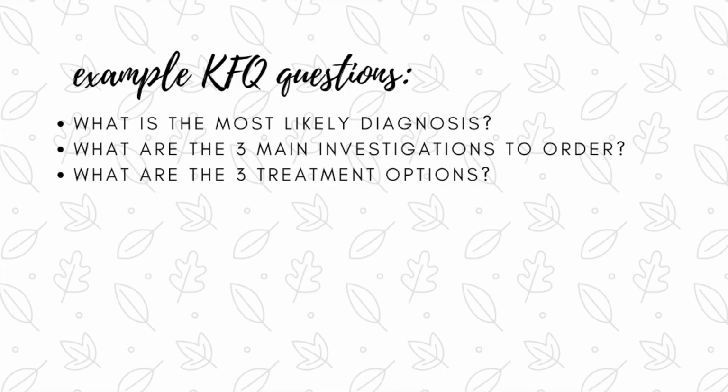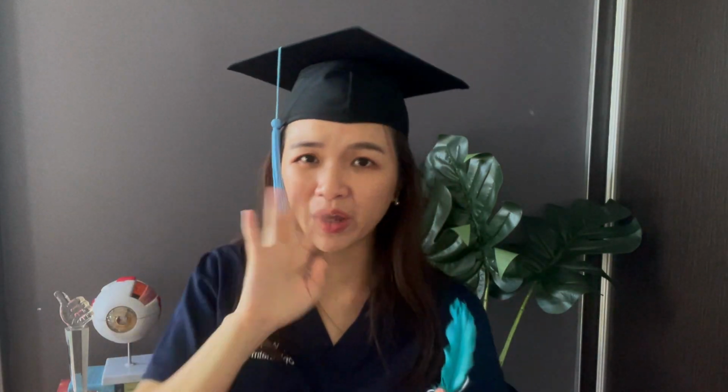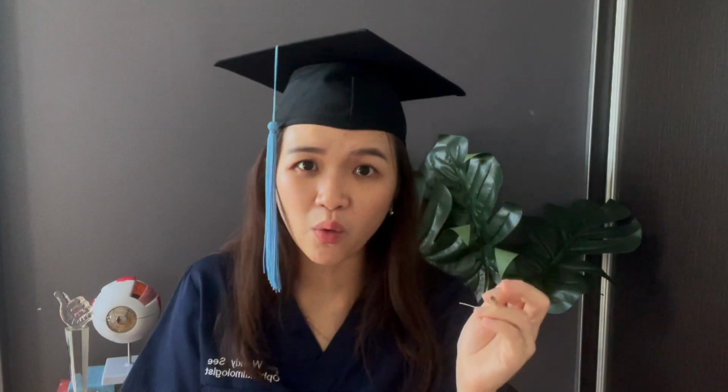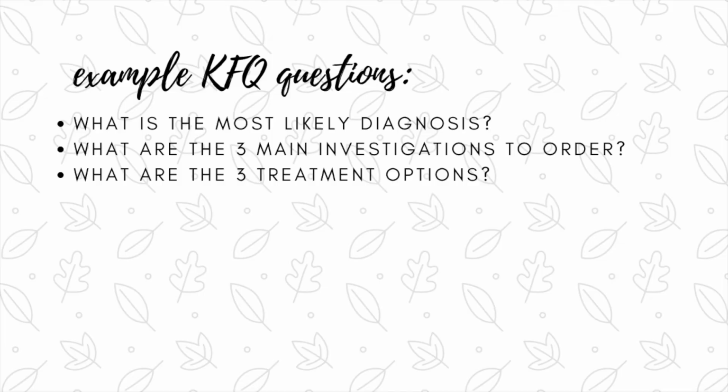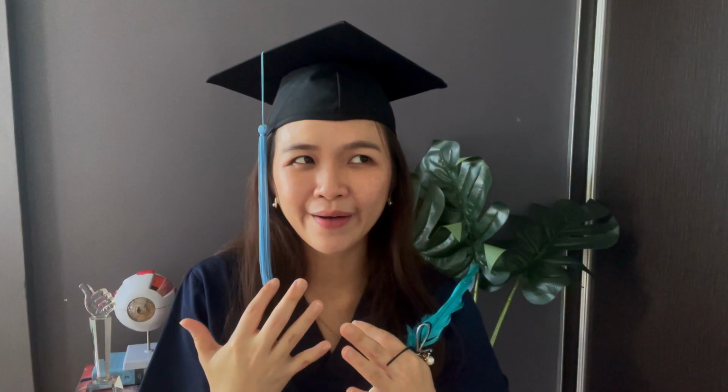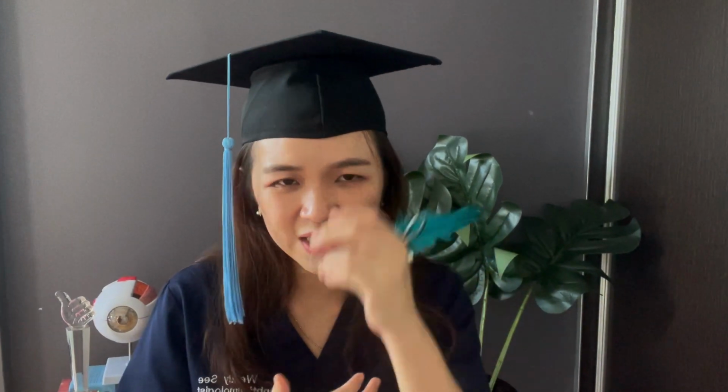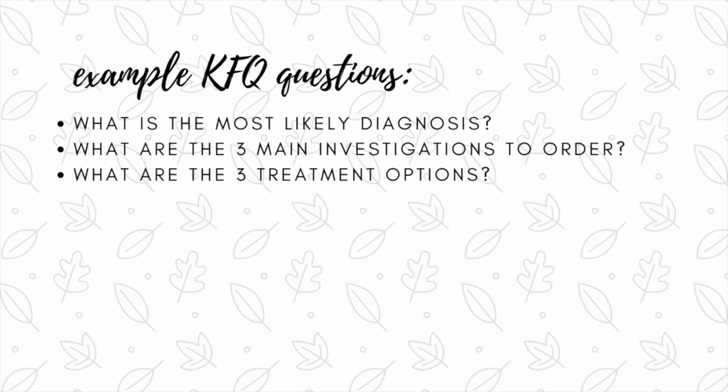So for example, what is the most likely diagnosis in this case? You need to answer one diagnosis only. You cannot give a differential. If you give a differential, 0. What are the 3 main investigations that you will order for this patient? You need to know what you are doing and not just randomly write everything: ABC, bill square, LFT. You need to know what you are doing. What are the 3 treatment options that you offer this patient?